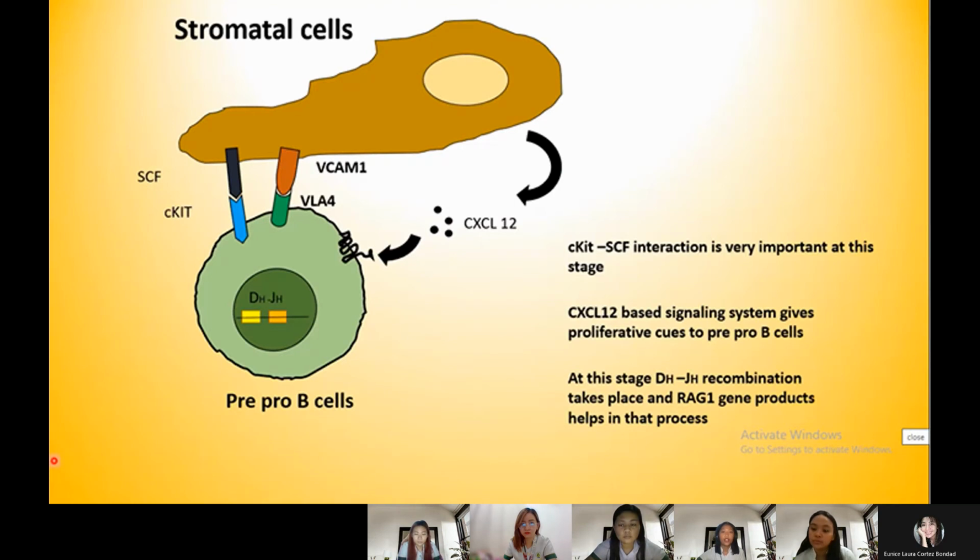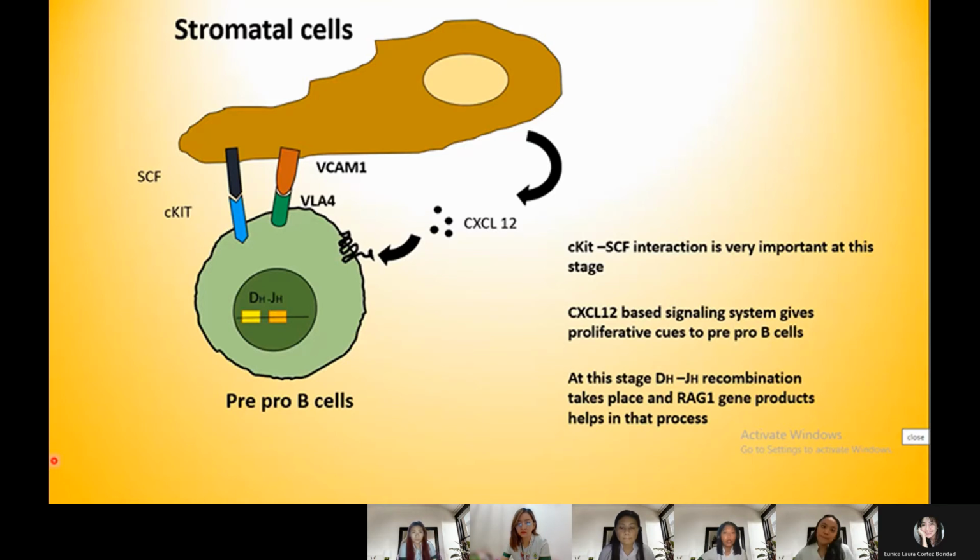On the other hand, the stromal cell expresses stem cell factor, or SCF. This SCF and c-KIT interaction is an important clue for the proliferative signal to the B cell. And also another chemical known as CXCL12 mediated signaling is very important for the pre-pro B cell.